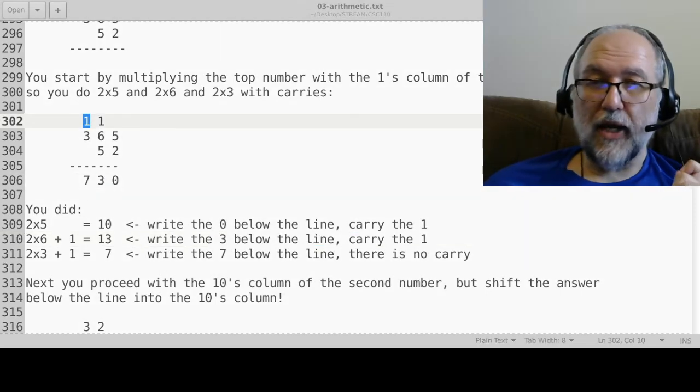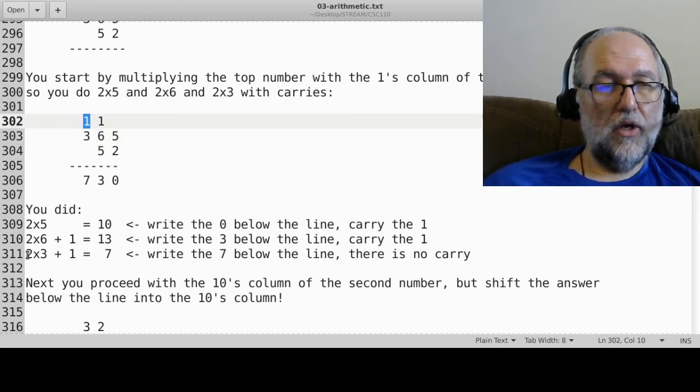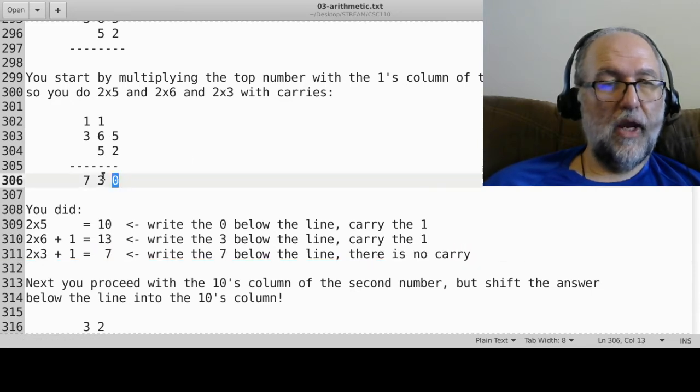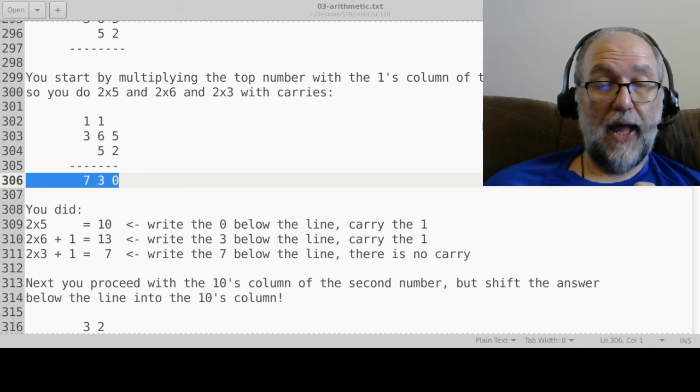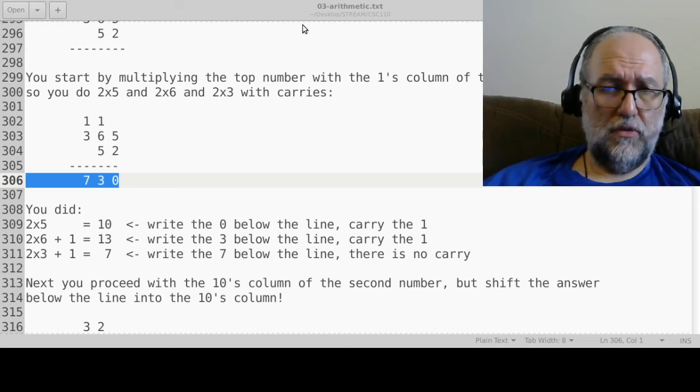All right, and we're still working on that 2. So you do 2 times 3, and then you add in the 1. So 2 times 3 is 6, plus 1 is 7. You write the 7 below the line, and there is no carry. And you're done multiplying by the 2. Basically, so far, all you've done is 365 times 2.